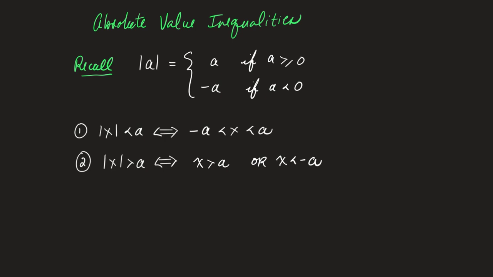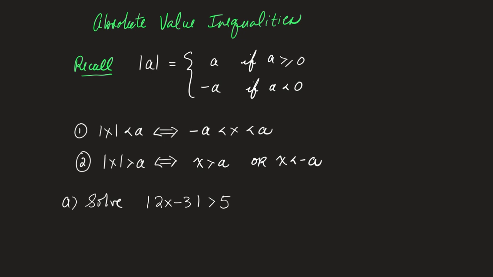And in class, we also discussed some things that are very useful when we're solving absolute value inequalities. The absolute value of x is less than a if and only if x sits between minus a and a. It's greater than a if and only if x is greater than a or x is less than minus a. And these can be really useful when we're solving inequalities.